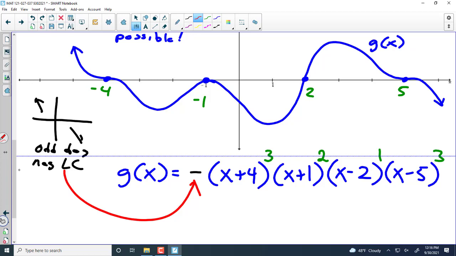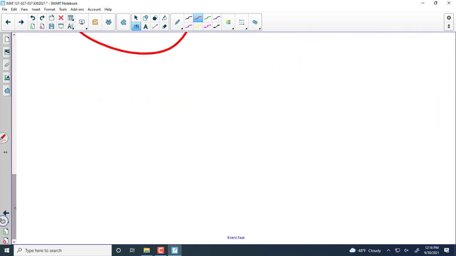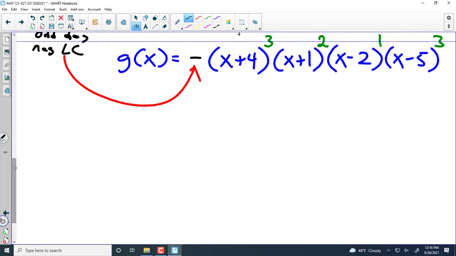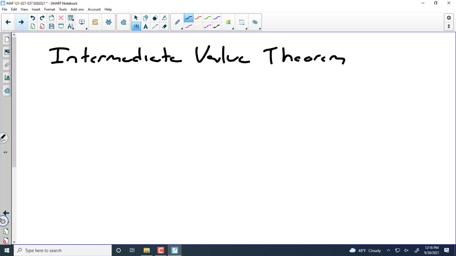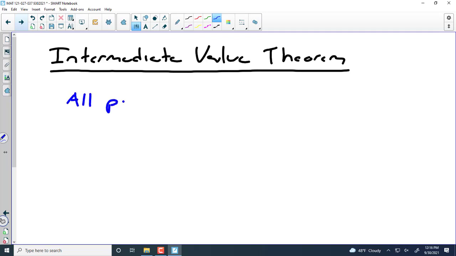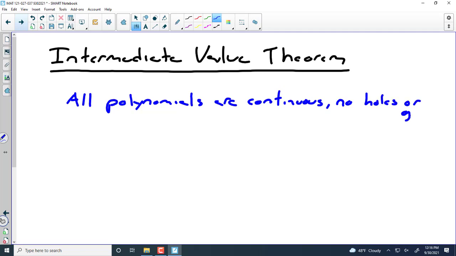All right. Last idea, which I might just be able to scratch the surface of today, is going to be the intermediate value theorem. Don't let this spook you, everyone. All polynomials are continuous. No holes or gaps. They're nice, smooth, continuous curves. There's no break in them.